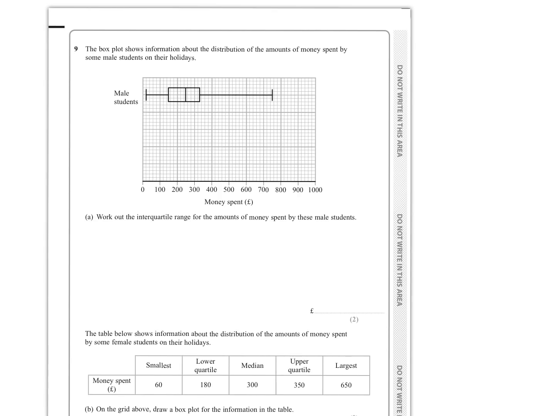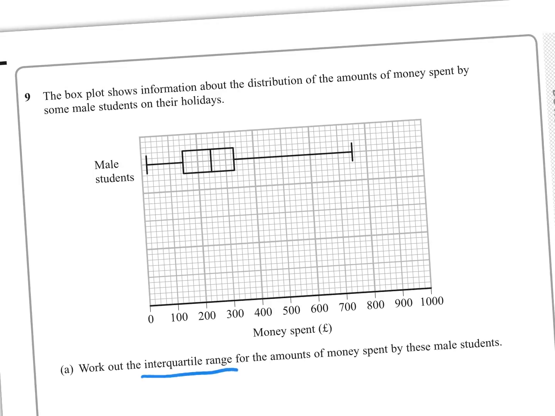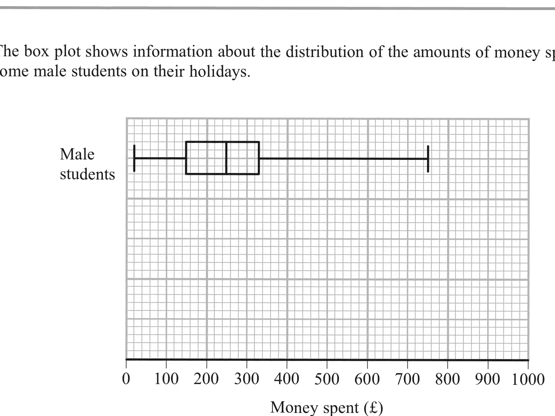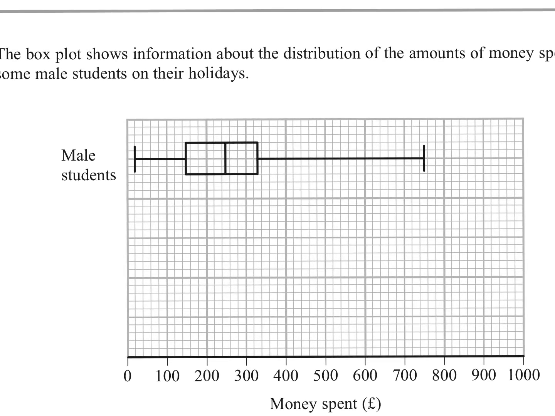Question 9. The box plot shows some information about the distribution of the amounts of money spent by some male students on their holidays. What we have to do is first work out the interquartile range for the amounts of money spent by these male students. So let's zoom in a little bit. So looking at the diagram, I can see the smallest amount here, the largest amount, there's the median, this is the lower quartile here, and this is the upper quartile. So the interquartile range is the difference between those two values.